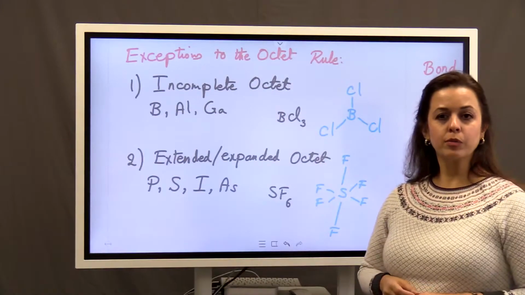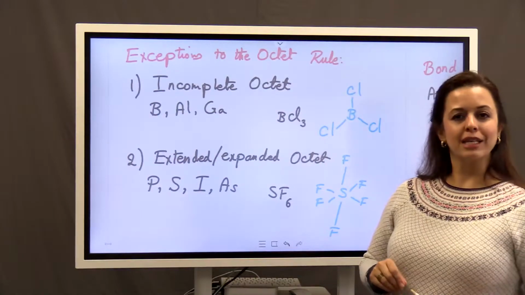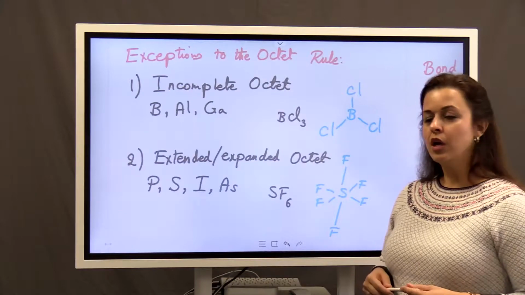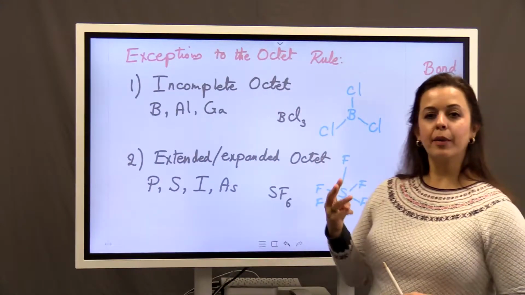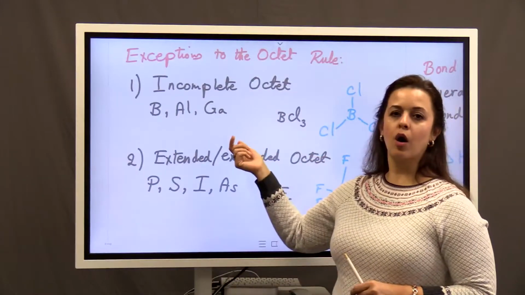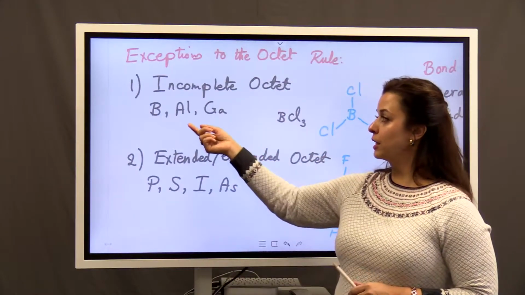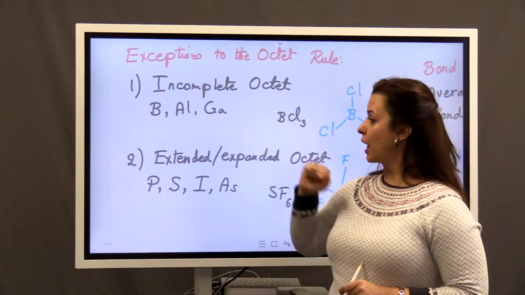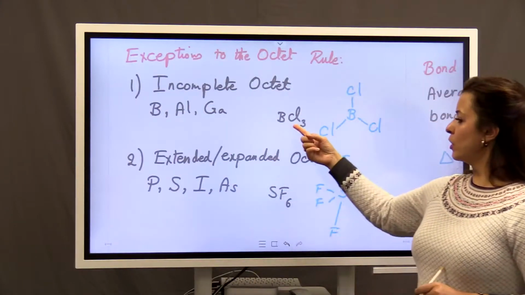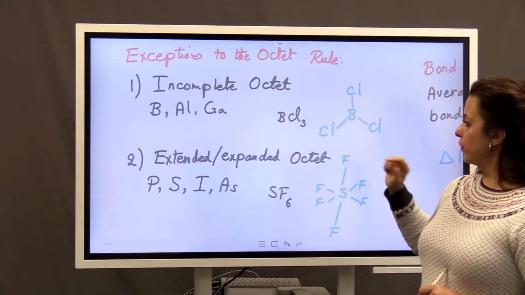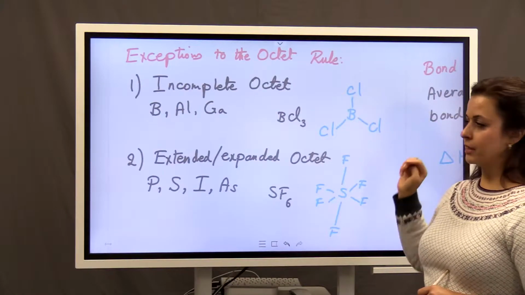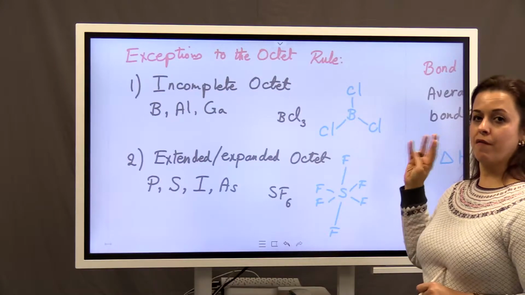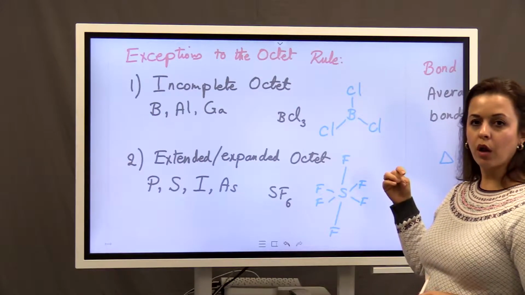Some central atoms are okay with less than 8 electrons. We call them incomplete octet. The first 3 elements in group 13 are very famous for that incomplete octet, like boron, aluminum, and gallium. For example, if you want to draw BCl3, boron just has 6 electrons or 3 pairs of electrons. Never put 4 pairs of electrons on boron.